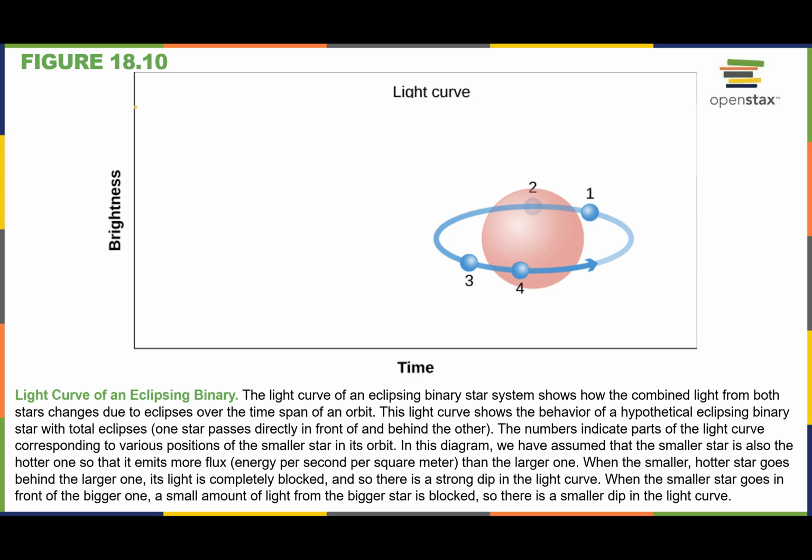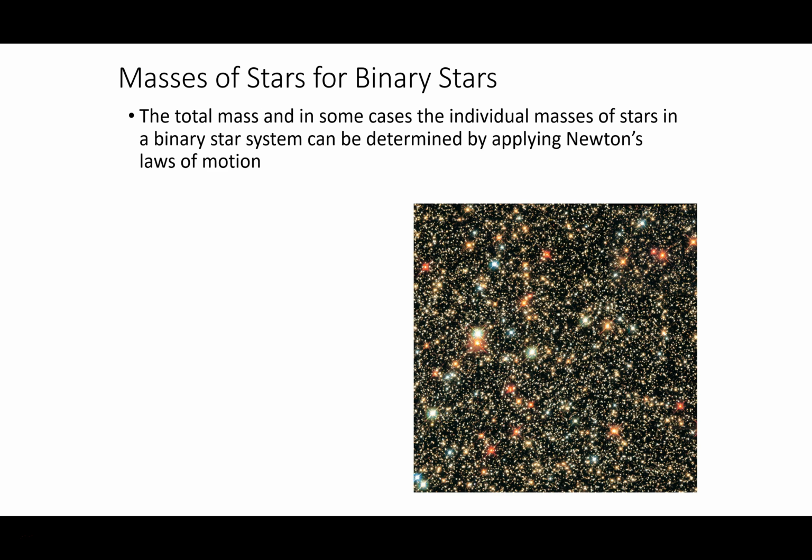What about the other one? 1. Yep, 3 and 1, max. When are you going to have the least amount of light coming? 2. Position 2, exactly. That's the eclipsing method. You guys got it. You said 2, the least amount of light, and 1 and 3, the most, and then 4 is actually going to be somewhere in between. Very good.